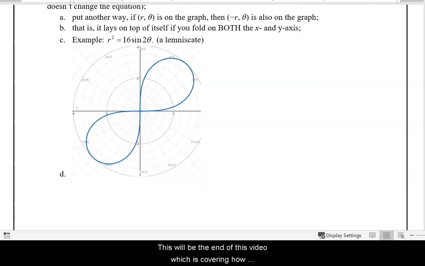This will be the end of this video, which is covering how to identify different curves when converting from rectangular to polar and back. It also covered symmetry. In the next video, what we're going to do is just play. It's time to play and have fun and see what we can do with polar curves and what kind of wild figures we can draw with, yes, just a plain old decade-old graphing calculator.